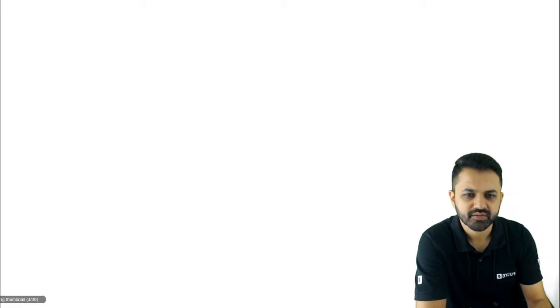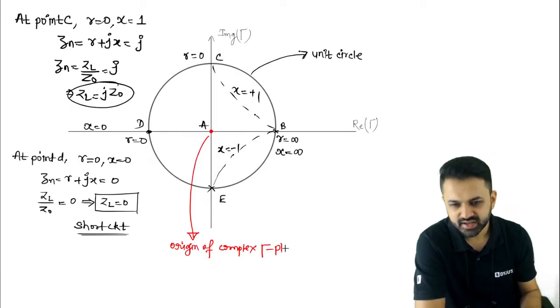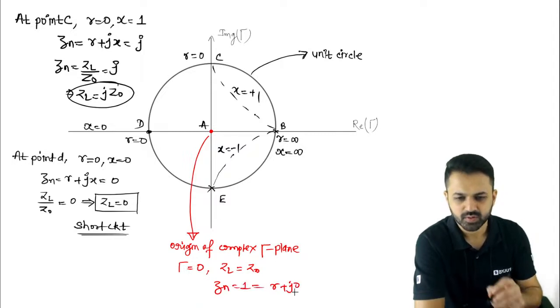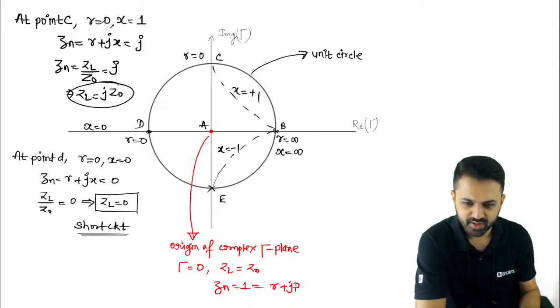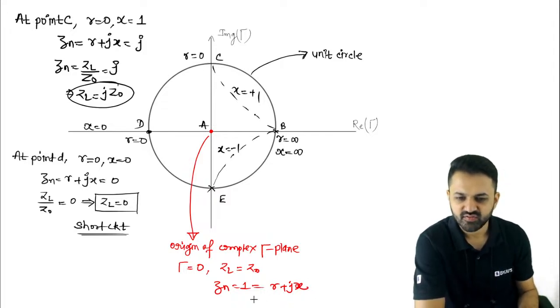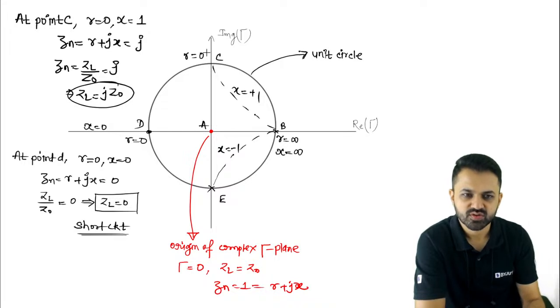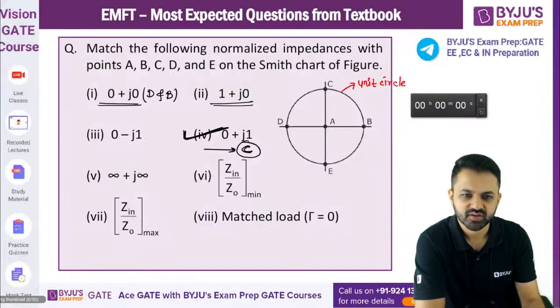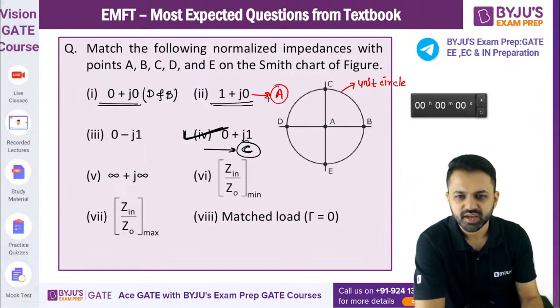Point A: here the gamma is 0. Gamma is 0 means the load is equal to the characteristic impedance. So the normalized impedance is equal to 1, and that is R plus J0, so that means 1 plus J0. So this point is representing A.